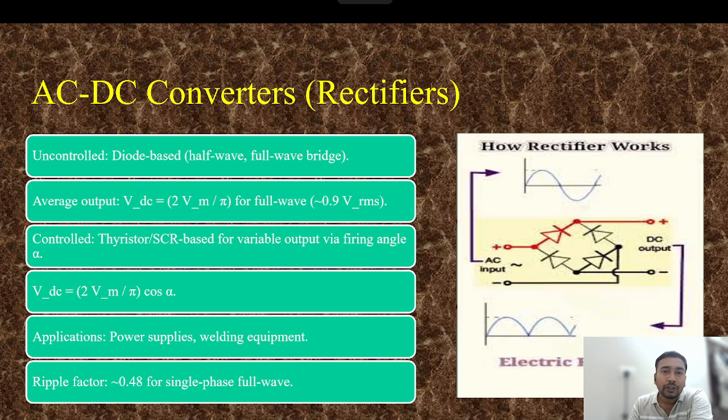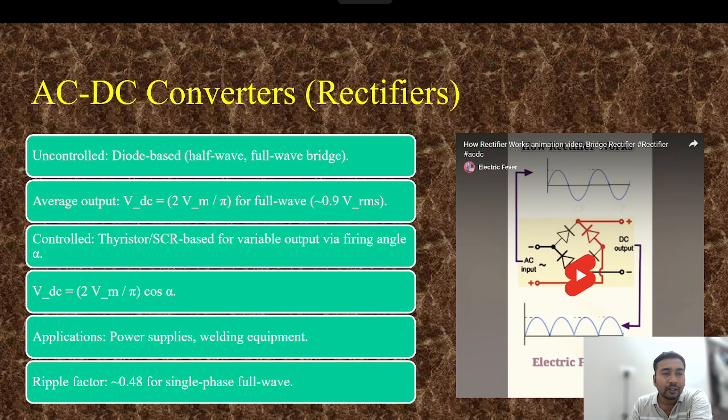Going to the AC to DC converter, there are two types of converters. The first one is the uncontrolled one, which is diode based, and the second one is the controlled one, which is thyristor based. In diode based, you don't get control over the output voltage. You just set the topology of the diodes and apply some AC voltage on the input side, and you will get an output voltage on the DC side. The average output voltage you can determine by the given equation: VDC equals 2Vm by pi for a full wave, which is equivalent to 0.9 into VRMS.